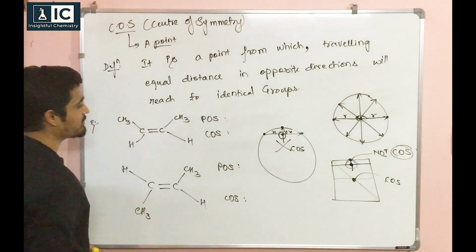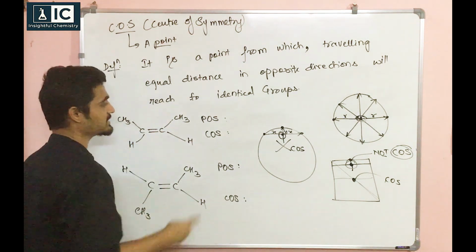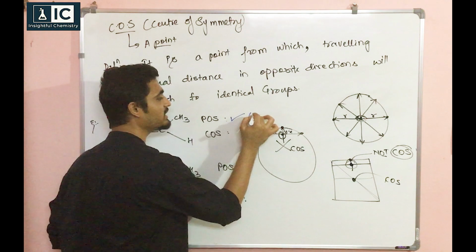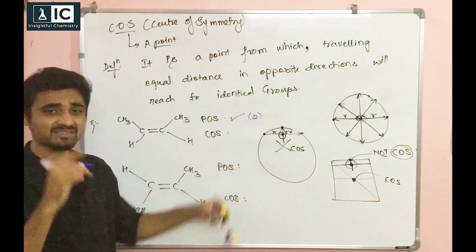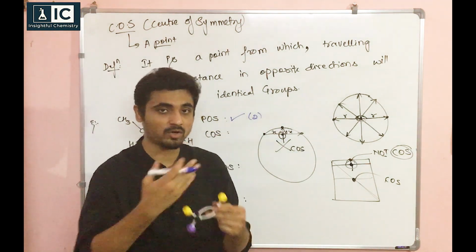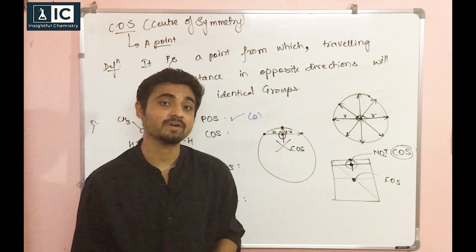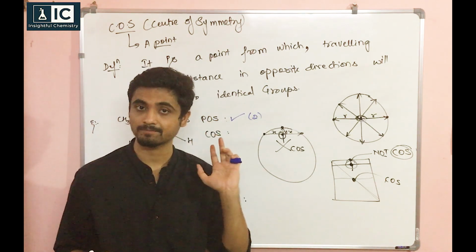Right? So here if I have to write, so what can I write? Yes, POS is present. How many? So 2 are there. Number is generally not important. If you cannot count the number, it's fine. I have to find only one plane of symmetry.